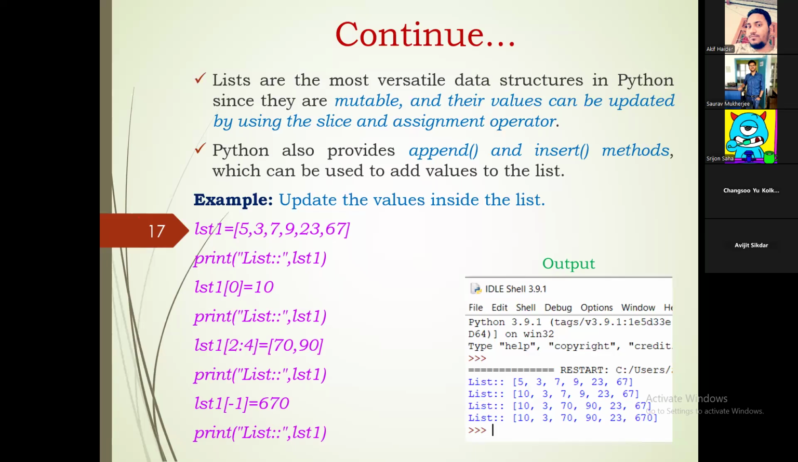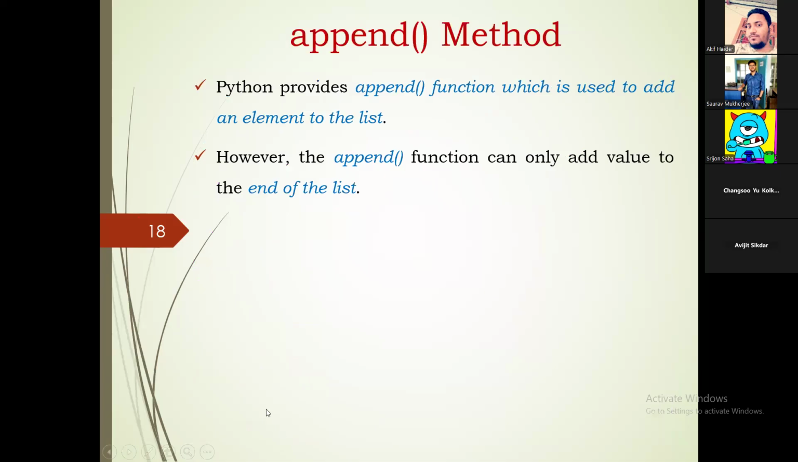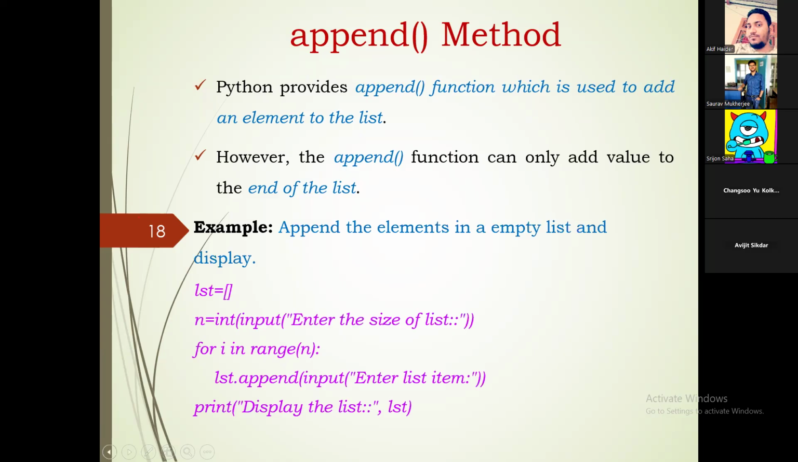Got it. So now Python provides the append function, which is used to add an element to the list. The append function can only add a value to the end of the list. So this is the example. In this way, we append elements to an empty list.